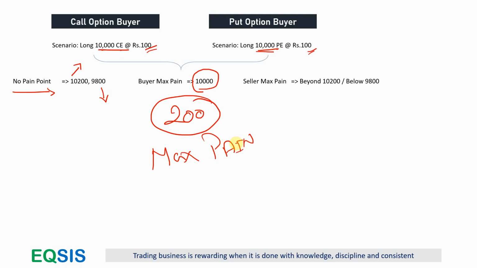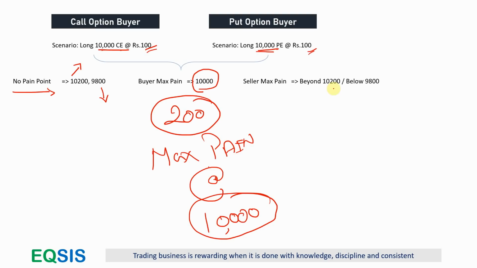So the max pain is only 200, which can happen if the market settles at 10,000. Remember, we are trying to identify this point, and we have a lot more calculations, but I'll make it as simple as possible with a lot more examples.